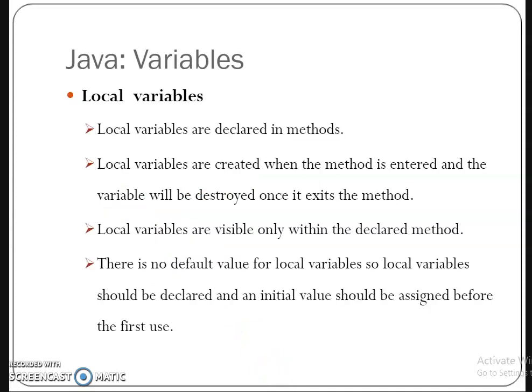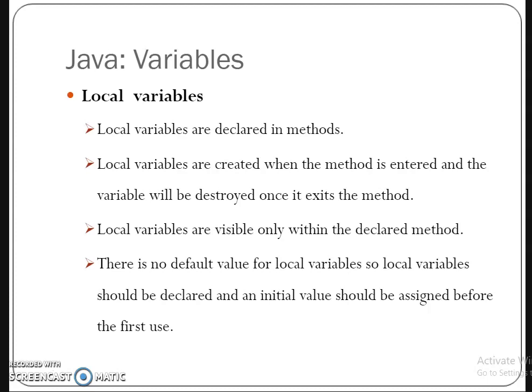What are local variables? Local variables are declared inside methods. Local variables are created when the method is entered, and the variable will be destroyed once it exits the method. Keep this in mind: they are automatically destroyed when exiting that method. Local variables are visible only within the declared method and cannot be accessed outside that method.